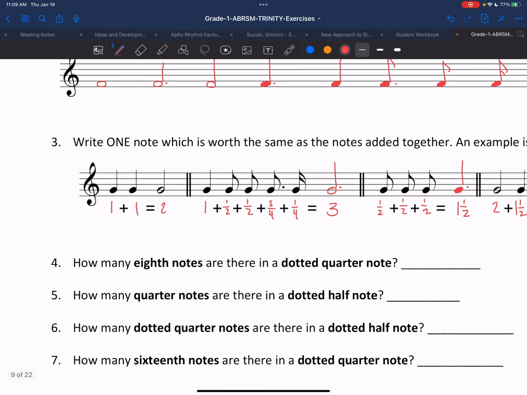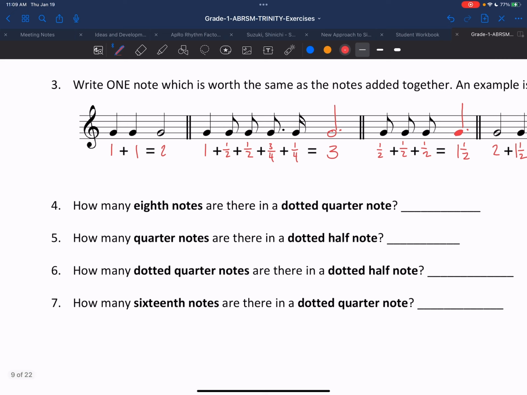Next question, these are now using our same idea from before, but we're adding and including our dotted notes. Back to that chart that we had on our previous exercise. How many eighth notes are there in a dotted quarter? That would be 3. There are 3 eighths in a dotted quarter. How many quarter notes in a dotted half? This one is again 3 beats. So we have 3 quarters. How many dotted quarter notes are there in a dotted half? Dotted quarters are 1.5 each, and a dotted half is 3, so we would have 2 in our dotted half.